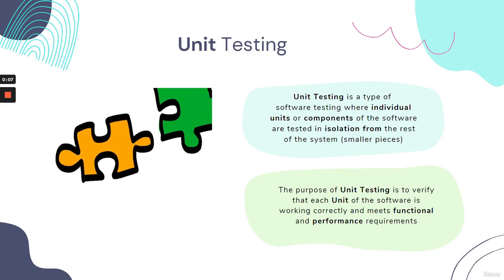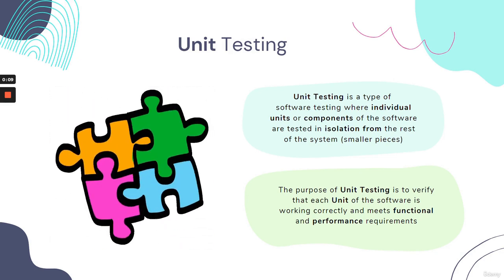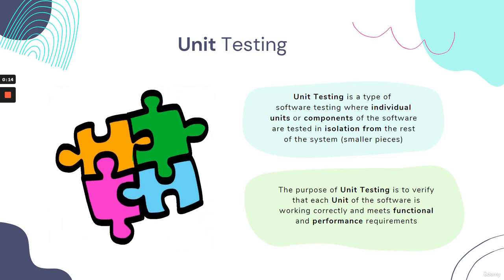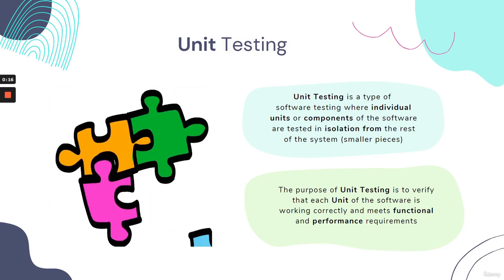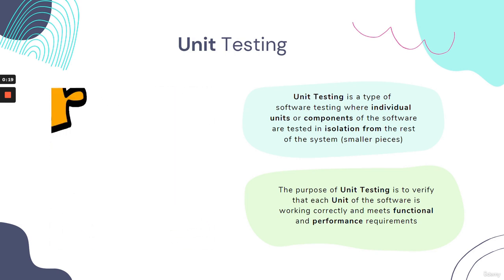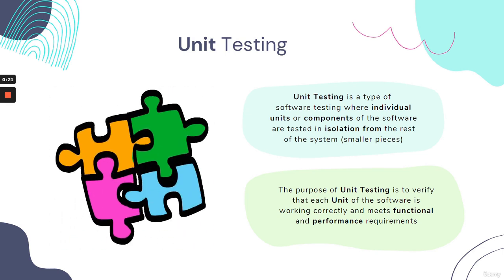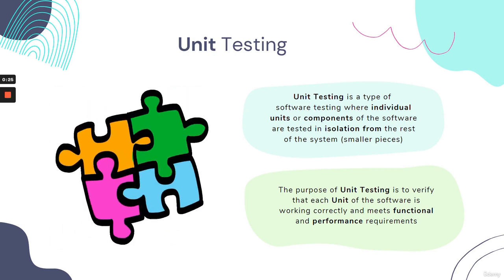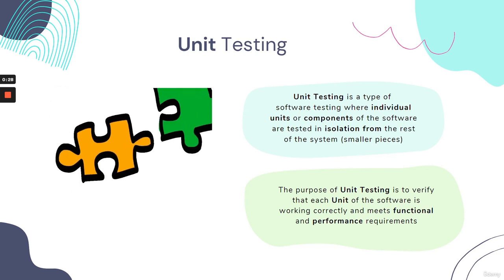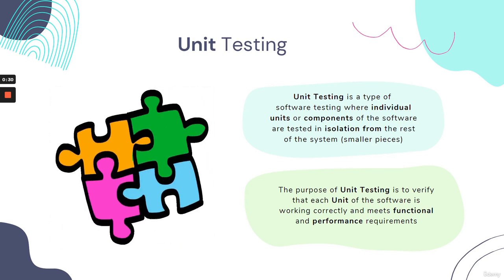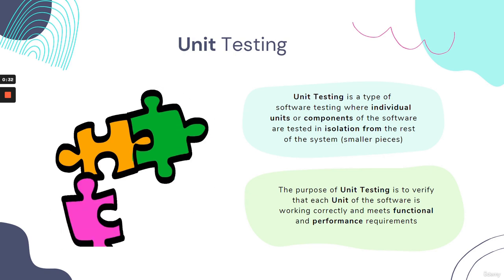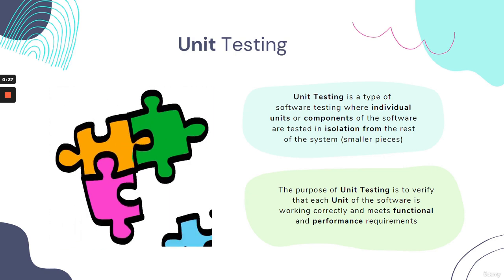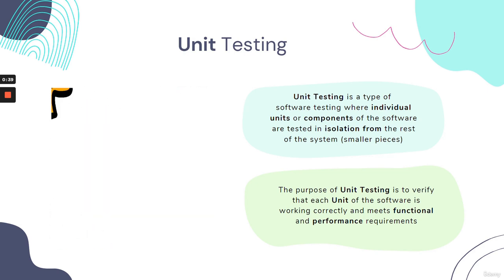One of the most important types of testing under the manual testing umbrella is unit testing. Unit testing is a type of software testing where individual units or components of the software are tested in isolation from the rest of the system, basically in smaller pieces. The purpose of unit testing is to verify that each unit or subunit of a system is working correctly and meets functional and performance requirements.